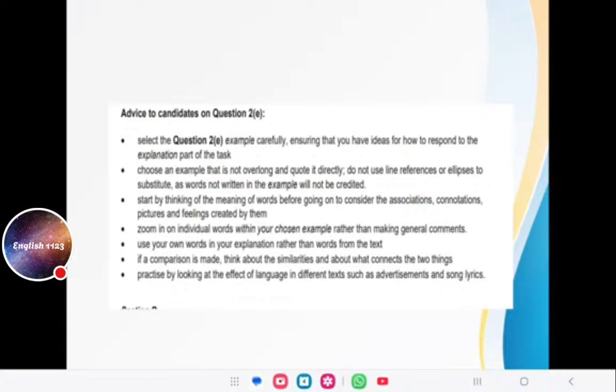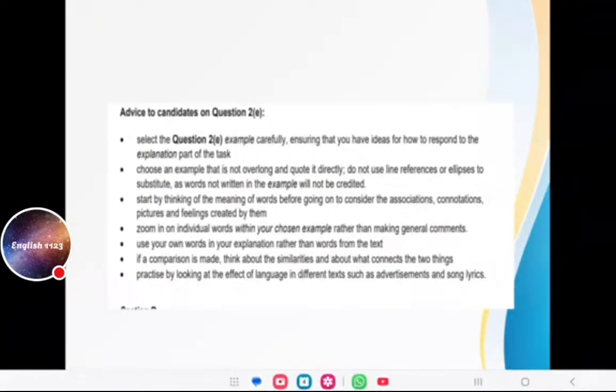Start by thinking of the meaning of words before going to consider the associations, connotations, pictures and feelings created by them. Like if the word is erupt, first think what is the meaning of the word erupt. If the word is whip, first think what is the meaning of the word whip. After that, think how the animal is moving its tail, or what is the connotation of that word. The connotation of the word erupt is the volcano. So you are going to use these words. First understand the word, then explain. Focus on individual words within your chosen example rather than making general comments. Use your own words in your explanation rather than words from the text.